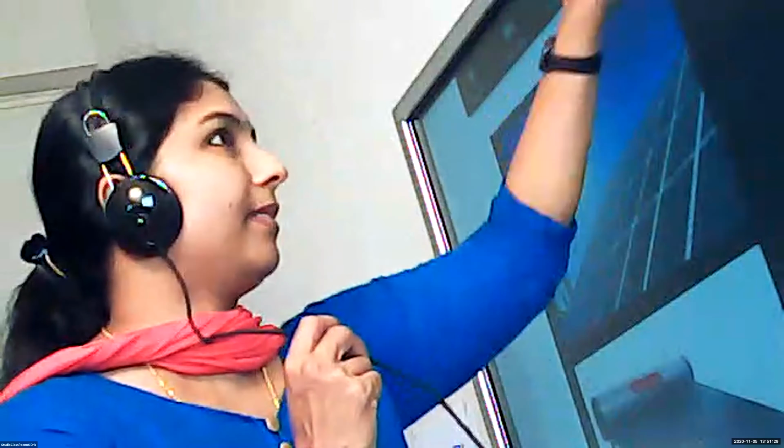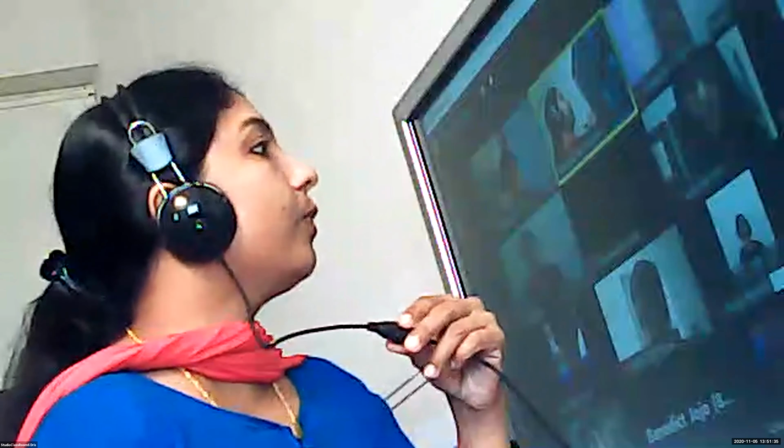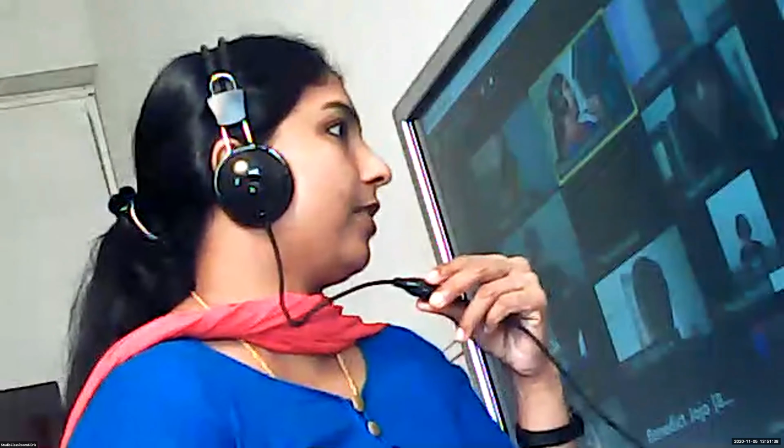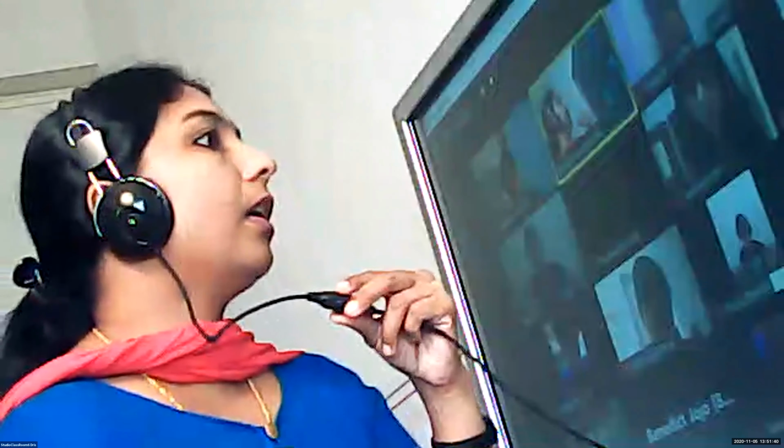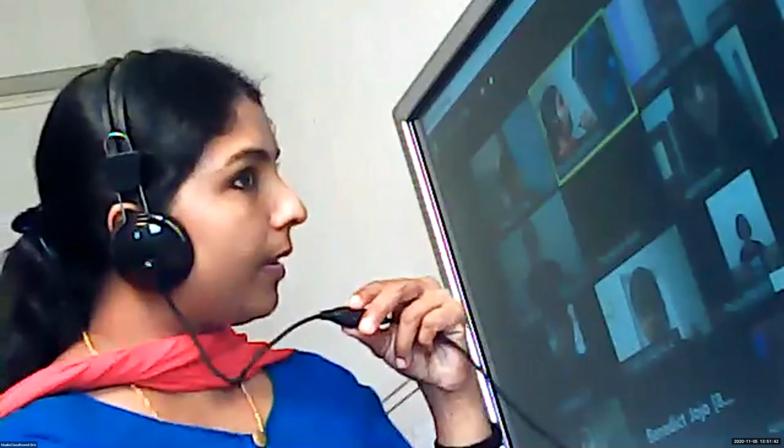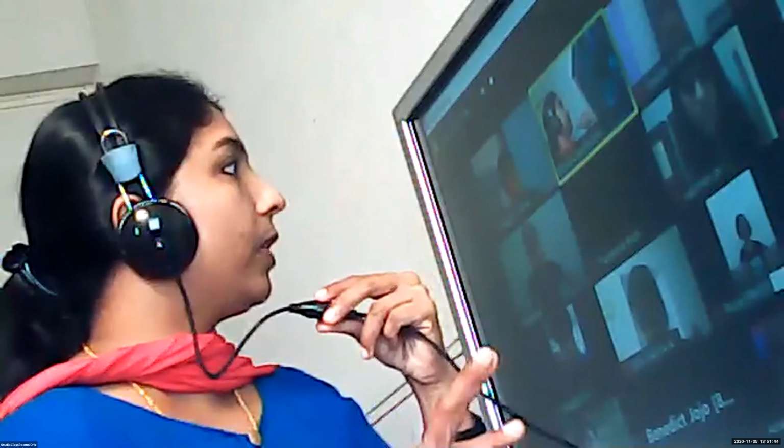The initial payment, the fixing charges, is a bit high, but it will be very useful. We don't need to pay electricity charges when we use this in our house. All electronic items will work on it.